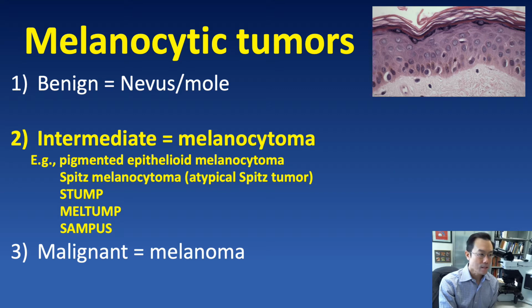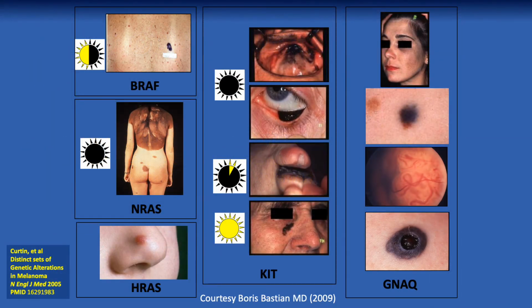I think the first time I heard this term was for pigmented epithelioid melanocytoma, but now we have Spitz melanocytoma, which is the current term for atypical Spitz tumor, AST, and then some older acronyms include STUMP, Spitzoid tumor of uncertain malignant potential. We have melanocytic tumors of uncertain malignant potential, and superficial atypical melanocytic proliferations of uncertain significance. And this expanding spectrum and increased granularity in the classification of melanocytic tumors was made possible by advances in our understanding of the pathogenesis of melanoma at the molecular genetic level.